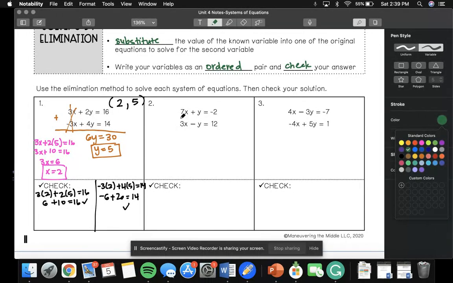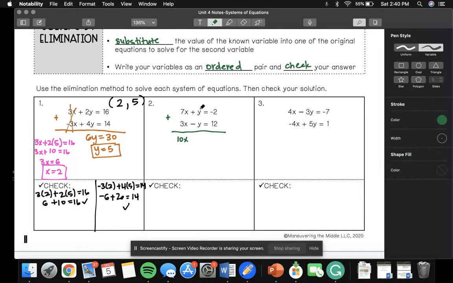So number 2, they're lined up, okay? The x's would not eliminate, but the y's would because we have a positive y and a negative y. So I'm going to add them together. Okay. 7x plus 3x is 10x's. Y minus y eliminates. Negative 2 plus 12 is 10. So we have 10x equaling 10, which means that x equals 1.